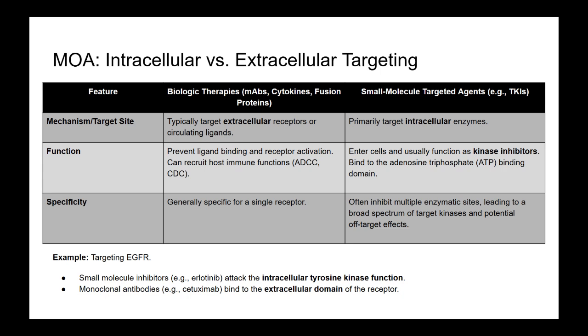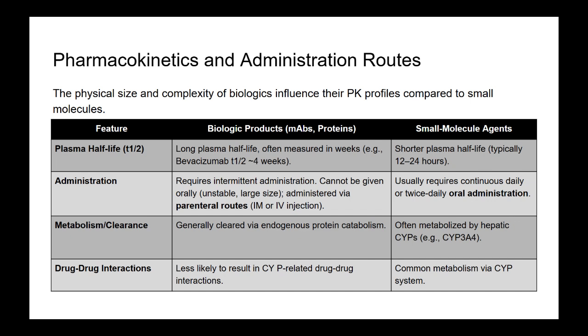The difference in target location means that even when focusing on the same pathway, such as the epidermal growth factor receptor, there are different types of inhibitors. Small molecule inhibitors, like erlotinib and gefitinib, work by attacking the intracellular tyrosine kinase function. In contrast, monoclonal antibodies, such as cetuximab and panitumumab, bind to the extracellular domain of the receptor.